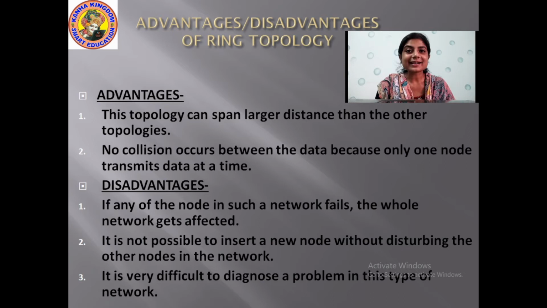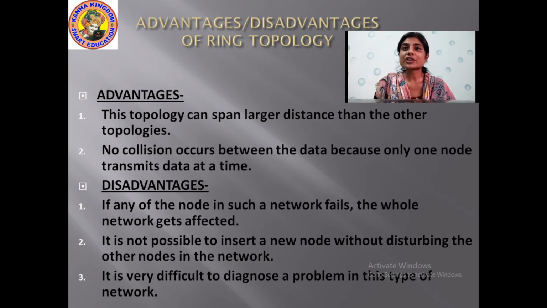And now students, what are the advantages and disadvantages of this ring topology? This topology can span a larger distance than the other topologies. That means the computers can span up to a larger distance. The network can reach a larger distance in this type of topology.